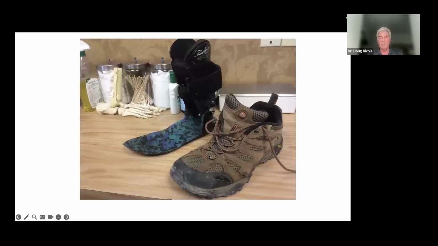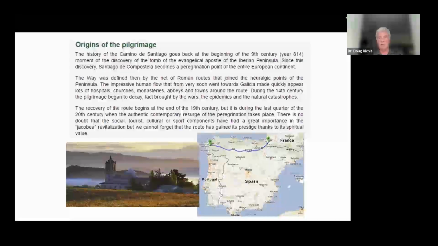And this is what his shoes and the brace look like after he walked 450 miles. And he came in because the brace was worn out. The hinges had lost their spring, which they do after about a year of normal use. And in his case, it was after walking the Camino, which is essentially the entire distance of northern Spain, beginning in France and ending up on the Atlantic Ocean on the west coast of Spain.